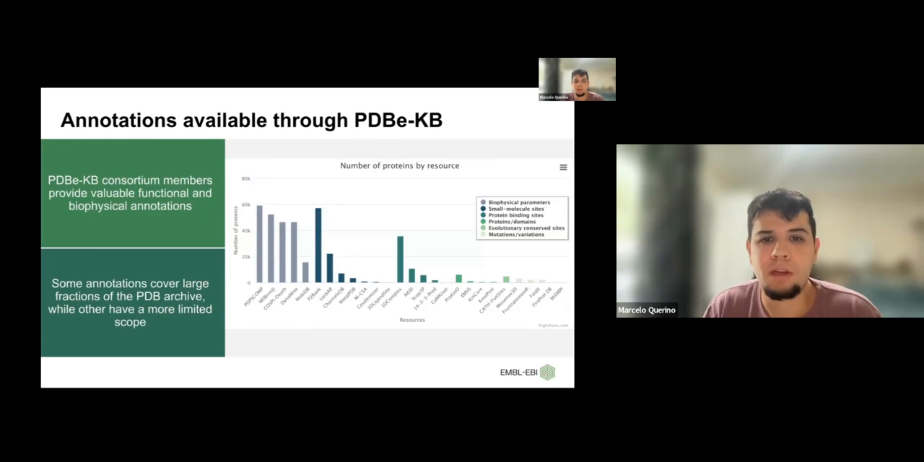Among our annotation providers, we have both functional and biophysical annotations included in KB. These can be grouped in 6 overall categories: biophysical parameters, small molecule sites, protein binding sites, protein domains, evolutionary conserved sites, and mutations and variations. Some of these annotations, as you can see in this plot here, cover a large fraction of the PDBe archive, while others have a more limited scope, which is completely fine. Sometimes you have annotations that are specific, for example, for phosphorylated proteins, which are very valuable to the community, and we are very happy to take and include in the KB.